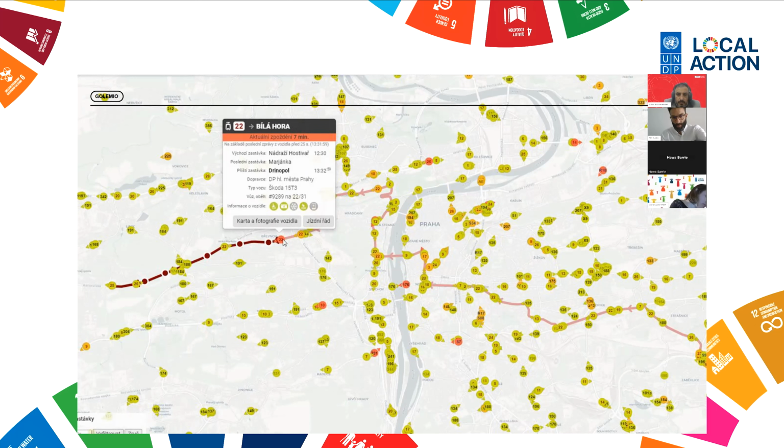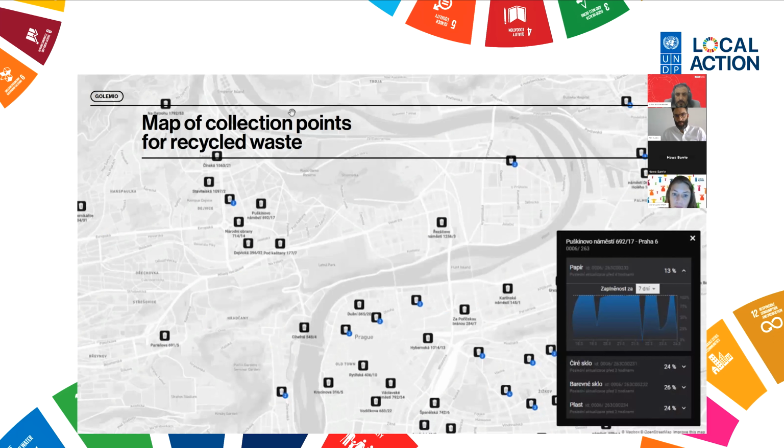It gives you an entire overlay of the city of Prague, of all the delayed trams that are in the city. What is also good is that you have the same information in Google Maps. Google Maps is taking this data that we publish on our open API and integrating that into Google Maps. This is a map of collection points of recycled waste.